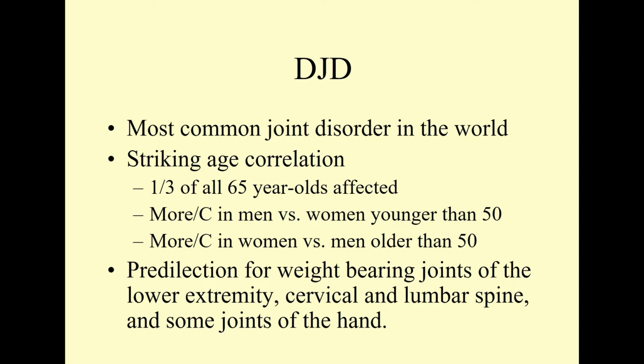When we take a look at DJD, there is a definite predilection for weight-bearing joints of the lower extremity, cervical and lumbar spine, and some joints of the hands for sure. That kind of fits our wear and tear model for progression of DJD. But we also know that there are some histochemical factors that drive DJD forward, and I'll share some exemplary stories in a bit.